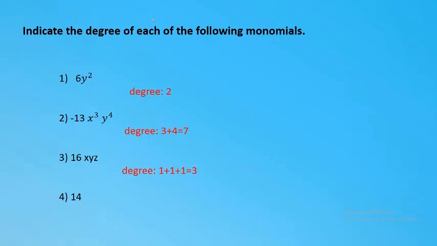What about the constant monomials? Remember, the degree is 0 since we don't have a variable, or we can put any variable with exponent 0.